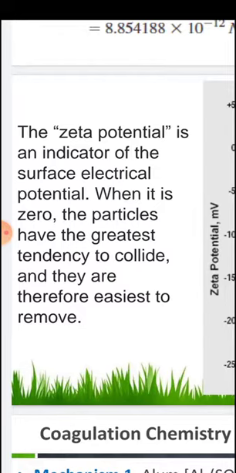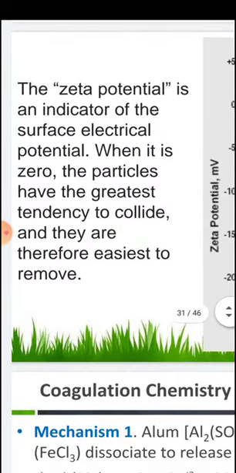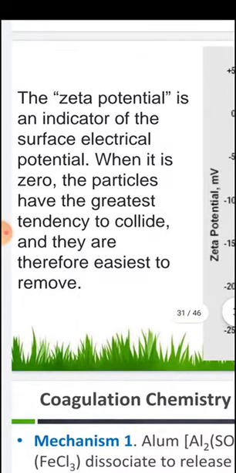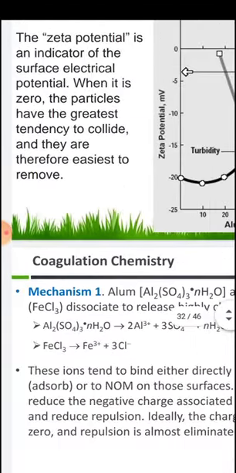And how are we reducing the diffused layer? We are reducing it by increasing the ionic concentration. By increasing the ionic concentration, more of the ions are closely bound with the shear layer, the fixed layer. So this is explained very briefly here, and I think we have already covered it.